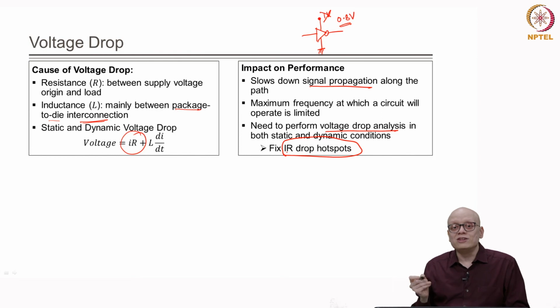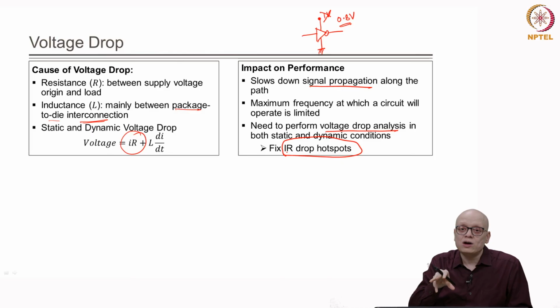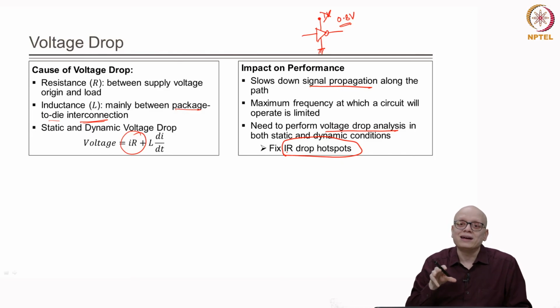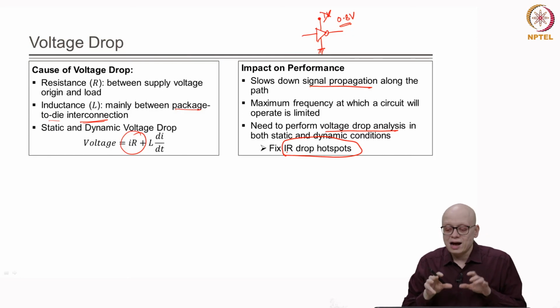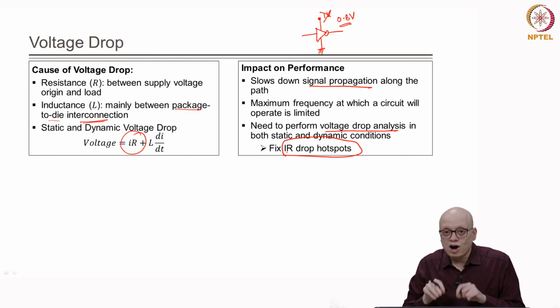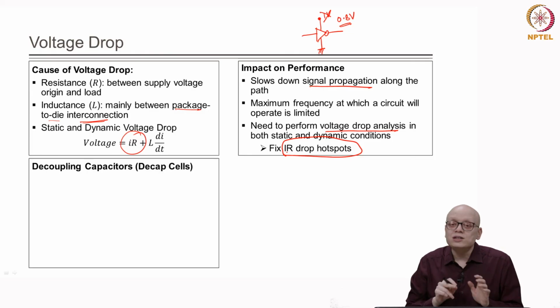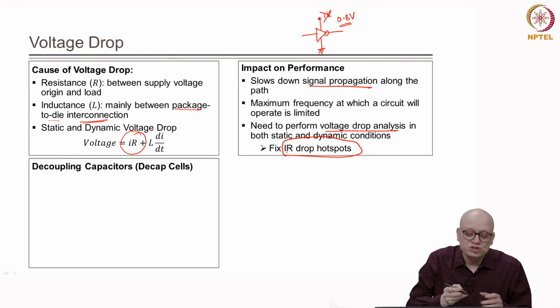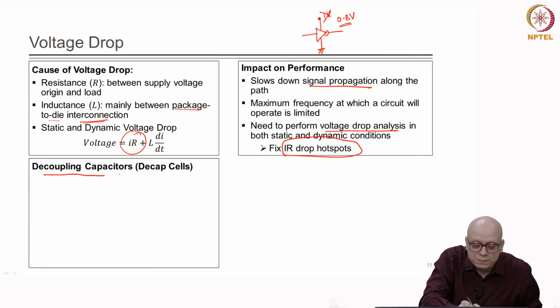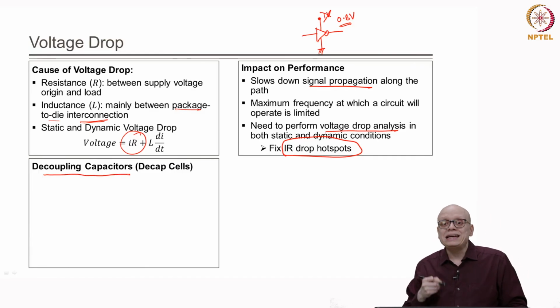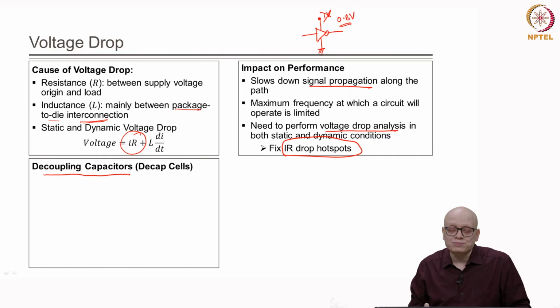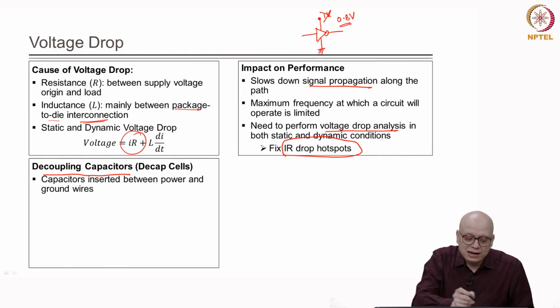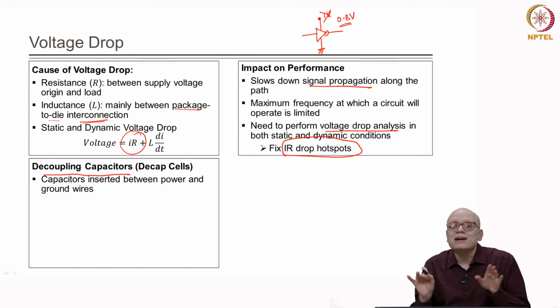There are tools available which help us understand which portions of our layout are IR drop hotspots. Then we have to take corrective measures to fix those hotspots. How can we fix it? One of the most popular techniques is to use what is known as decoupling capacitor, or decap cells. What is a decap cell? Decap cells are capacitors inserted between power and ground lines. These are simple capacitors.